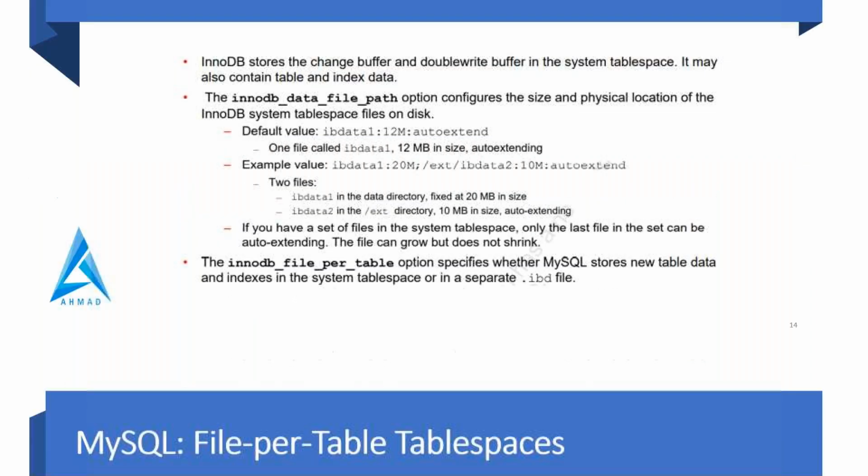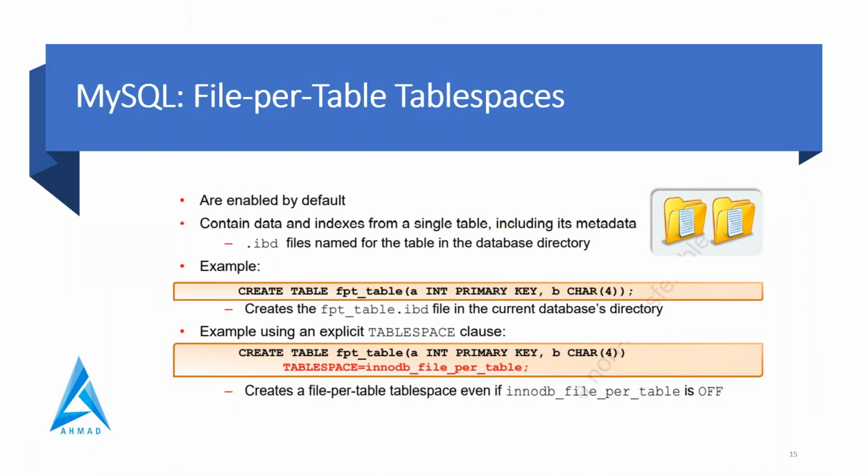Now come to file-per-table tablespace. As I said, it contains data and index from a single table, including its metadata. And the extension is .ibd, files named for the table in the database directory. So how can you create a table: table name, then a integer primary key, b character key. It will create the fpt_table.ibd file in the current database directory. And if you want to explicitly use the TABLESPACE clause, you have to mention TABLESPACE = innodb_file_per_table. Okay, and that creates a file-per-table tablespace even if innodb_file_per_table is off, if you are explicitly giving that.